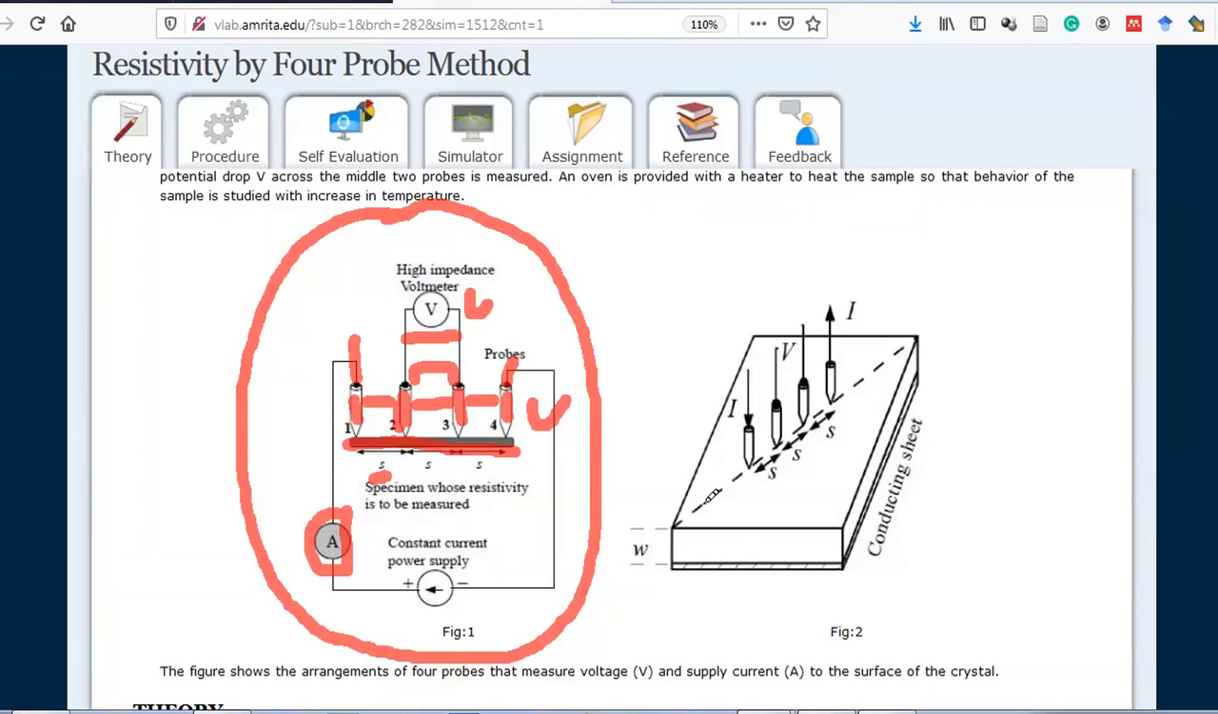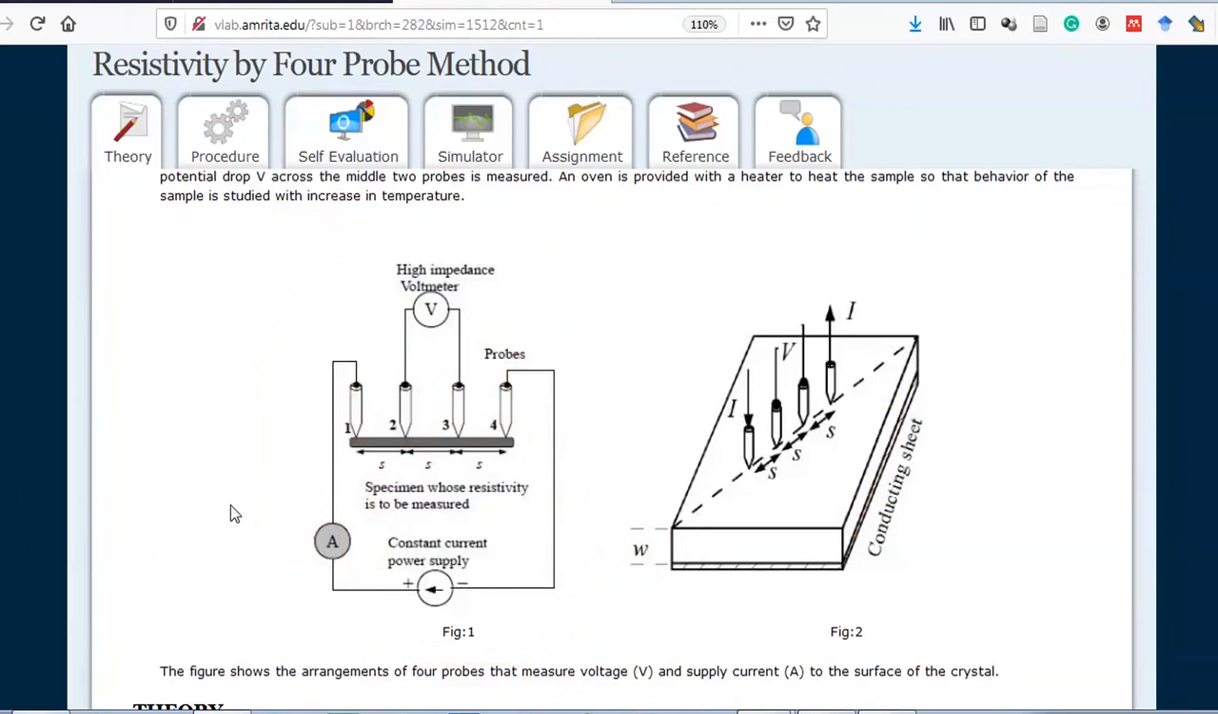And here they have given a few other things. This is the conducting sheet, or whatever the semiconductor material is, basically the layer. This is the width, which we denote with W, and these are all pins. Basically you see the distance also. So the same setup in a slightly different arrangement is put in figure number 2 for more clarity in the picture.